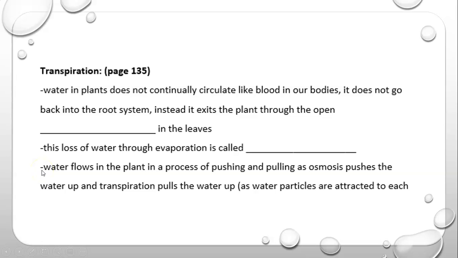So with transpiration, water in the plant does not continually circulate through our bodies, and does not go back to the root system. Instead, it winds up actually leaving through the stomata in the leaves. And this loss of water is called transpiration.